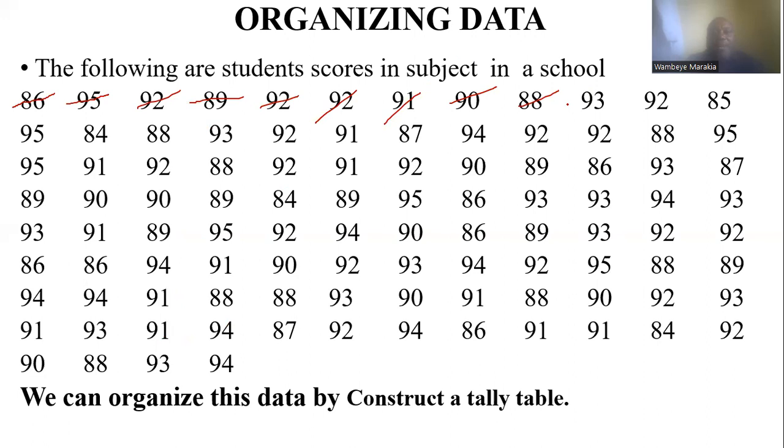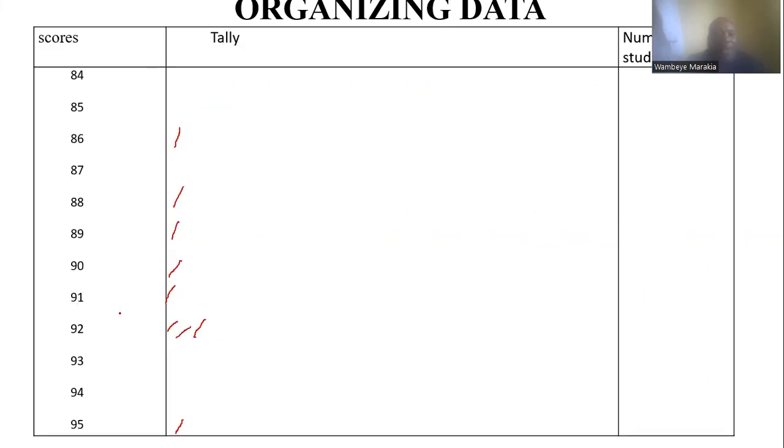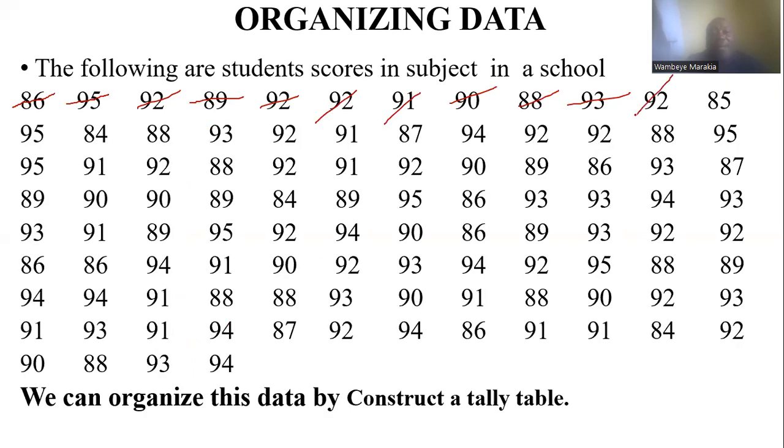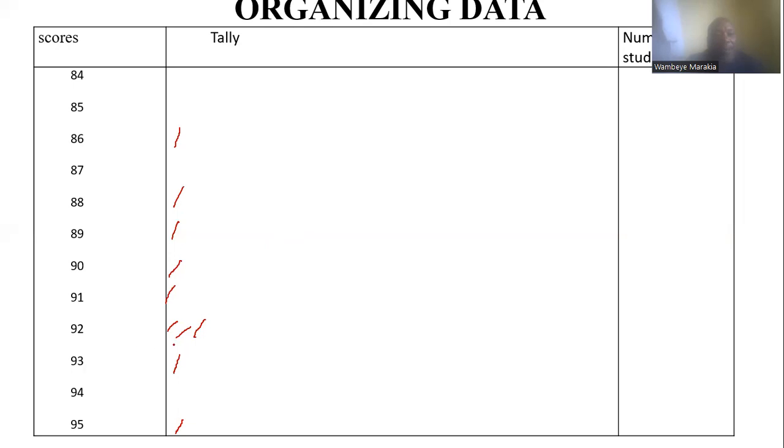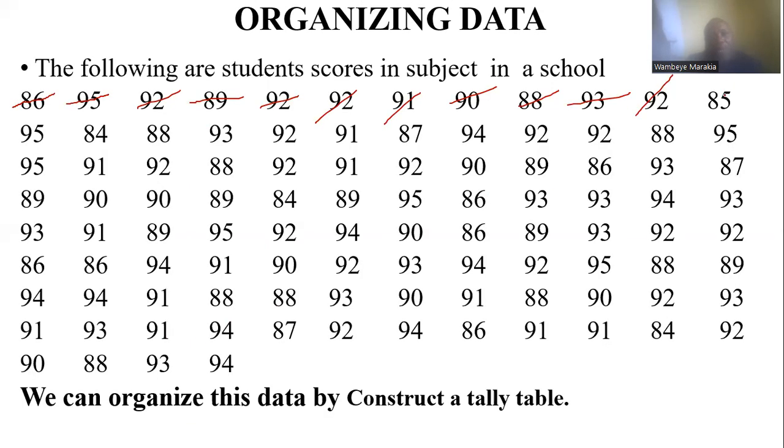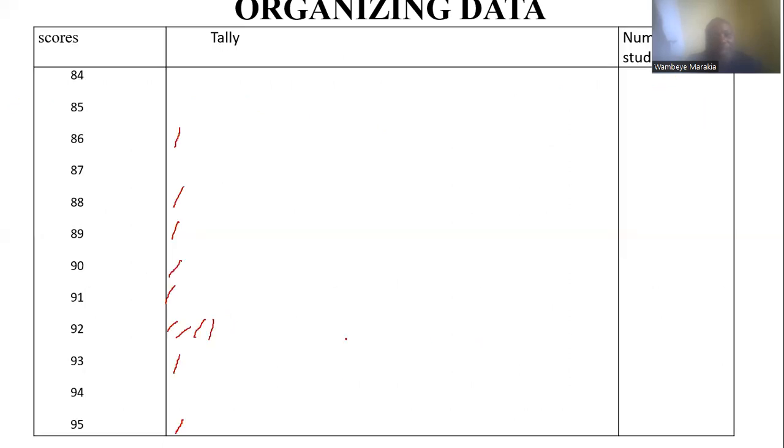We go on again. It's 93. We cross it, and then we come back, and we are able to tally it. We move on again. Our next number is 92. We cross it, and then we come back and we tally it. We move on. The next number is 85. We cross it, and we come back, and we are able to tally it like that.